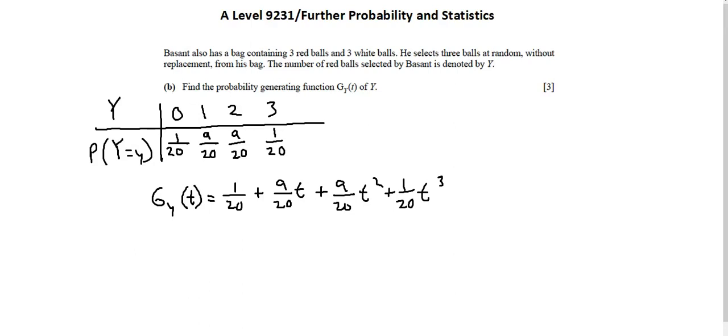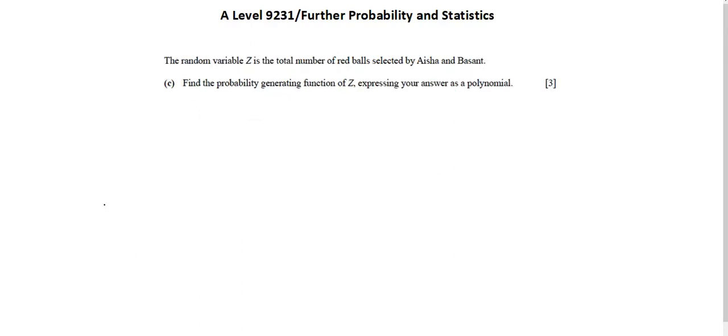Let's continue on to requirement C. The random variable z is the total number of red balls selected by Aisha and Basin. C, find the probability generating function of z, expressing your answer as a polynomial. This calculation is to find the probability generating function. I want to multiply the individual probability generating functions, which we created in parts A and B.